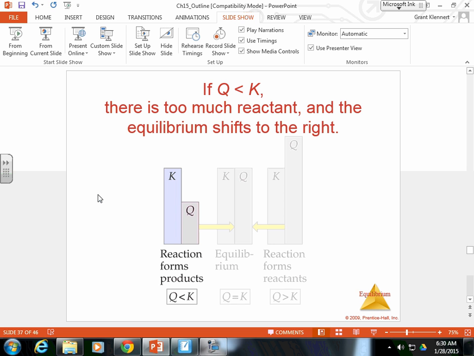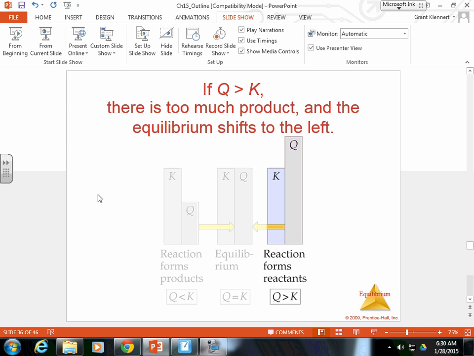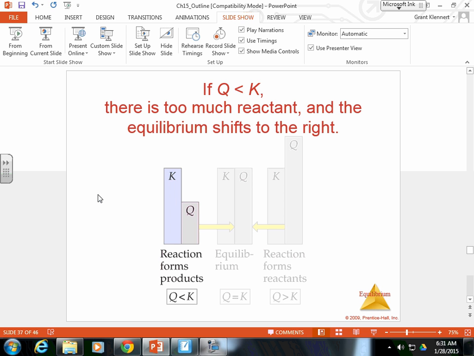So let's talk about that one more time. If Q equals K, our system's at equilibrium. If Q is greater than K, there's too much product, so it's going to start to form more reactants to achieve equilibrium again. All right, so if Q is greater than K, we have too much product, so we're going to start to form more reactants. And the exact opposite is if Q is less than K. We have too much reactants, so we're going to form more products, so our equilibrium will shift to the right.